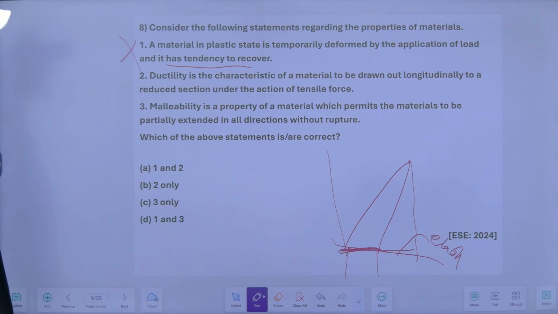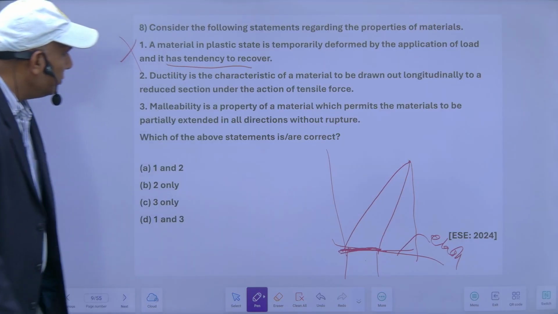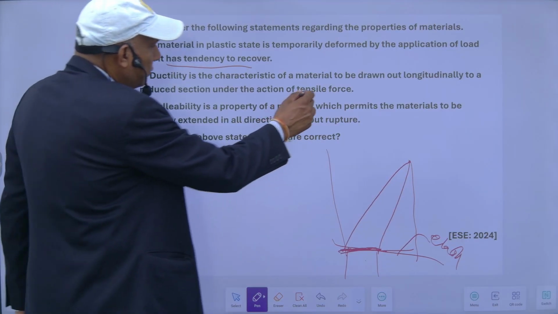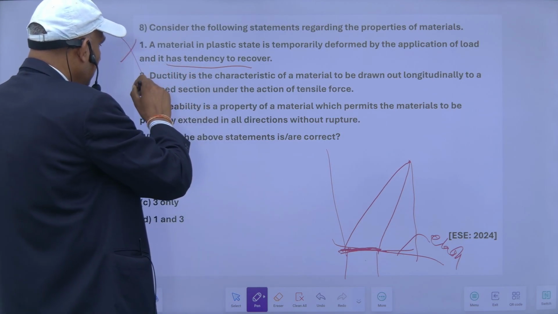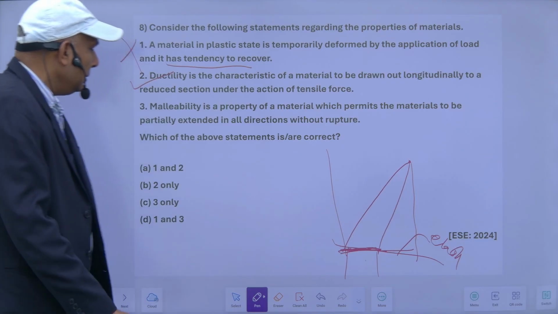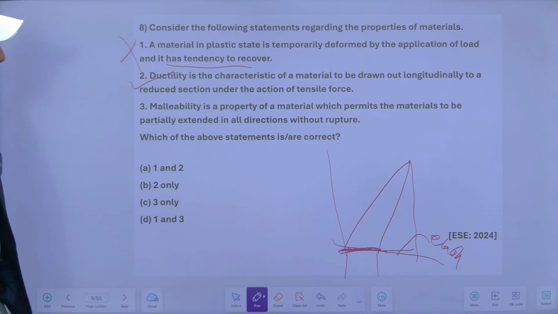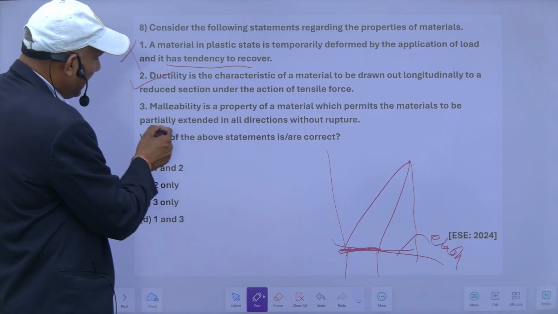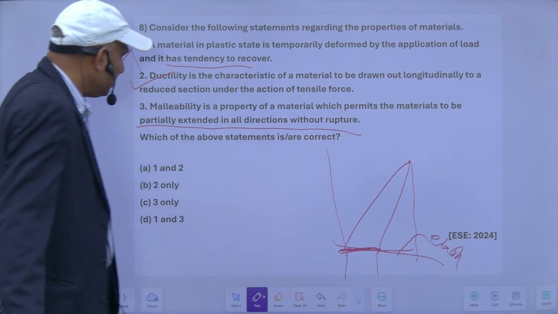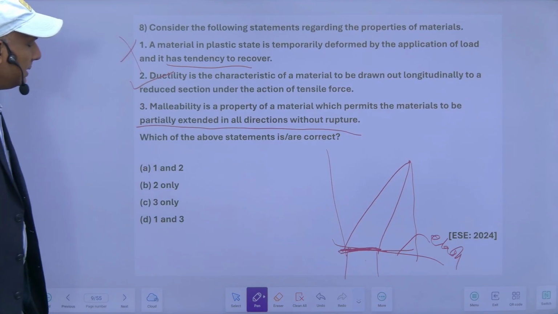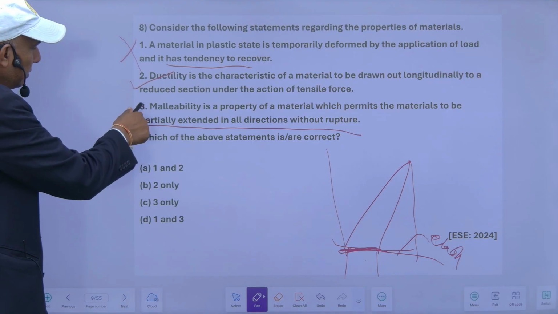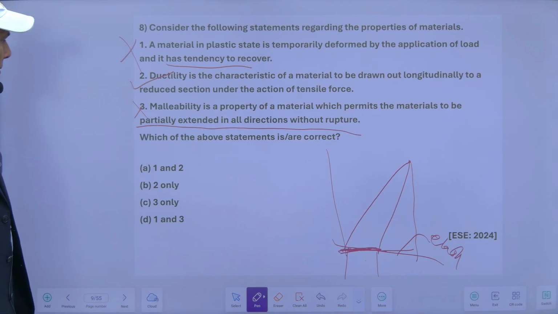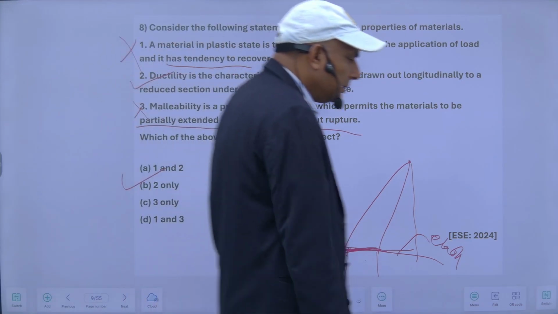Ductility is the characteristic of a material to be drawn out longitudinally to be reduced to a section under the action of the tensile force. This is okay. Malleability is a property of material which permits the material to be partially extended. So this is not fully extendable, so partially is not the answer. So this is wrong. So my answer is B. B is the answer.